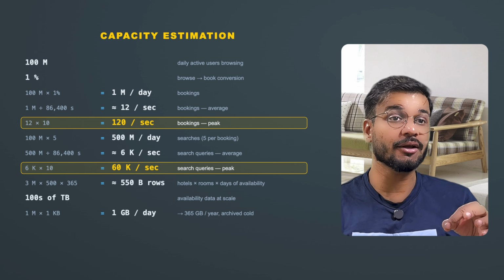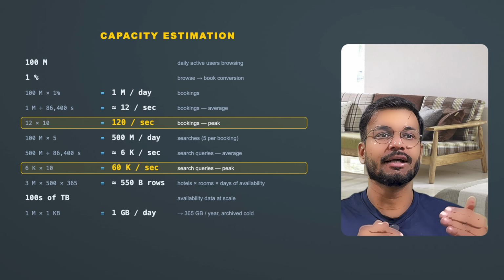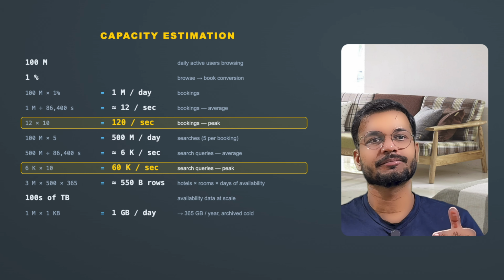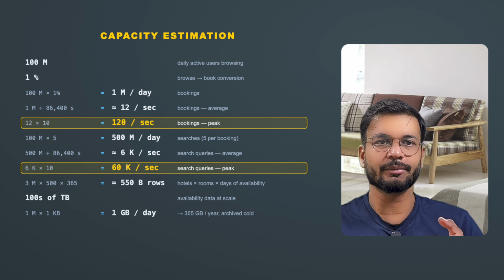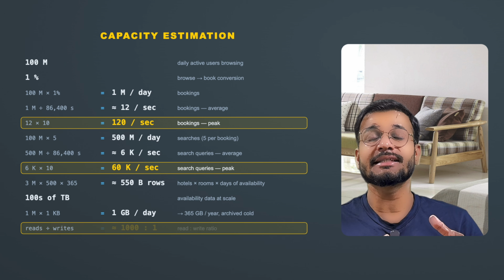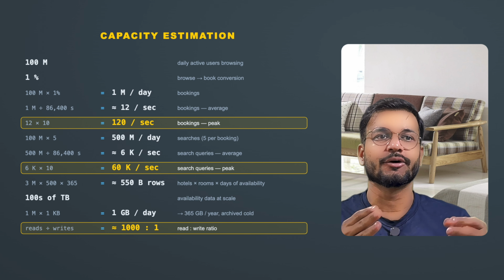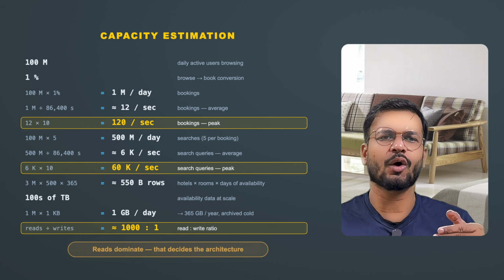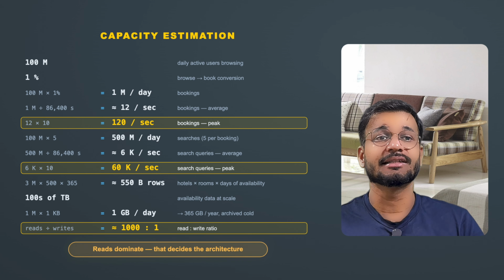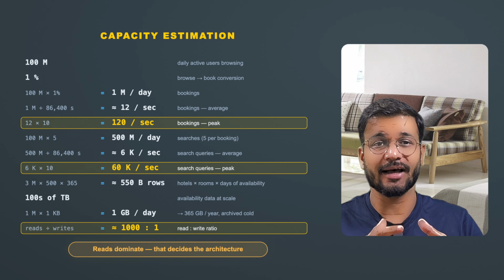Now, one more thing on reads versus writes. Reads dominate the system. Searches, availability checks, price lookups, these are all reads. Writes happen at booking time only. Read to write ratio is roughly 1000 to 1. This heavily influences our architecture.